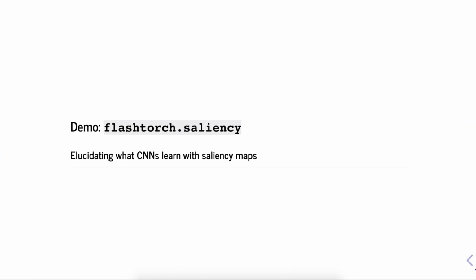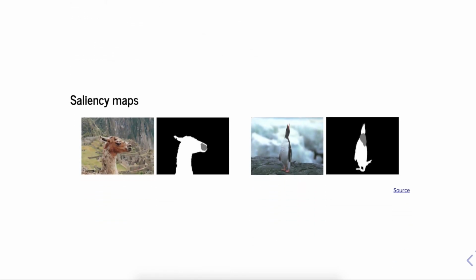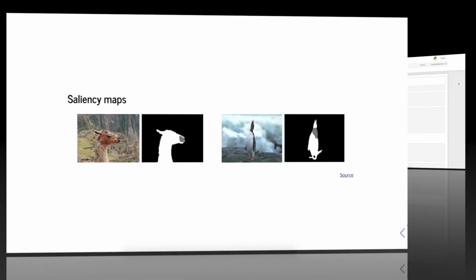Let me show you how to use one of the FlashTorch modules called Saliency. Saliency maps highlight visual features in images. By creating saliency maps, we can visualize what the neural network is paying attention to within input images.